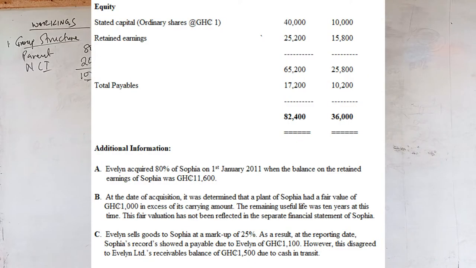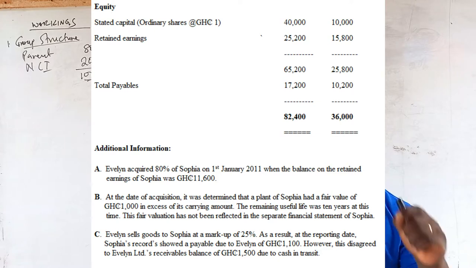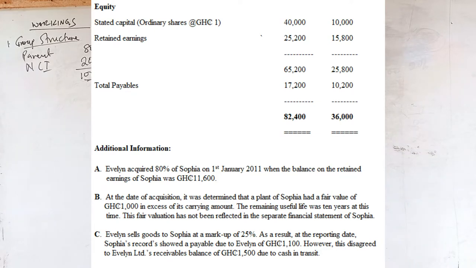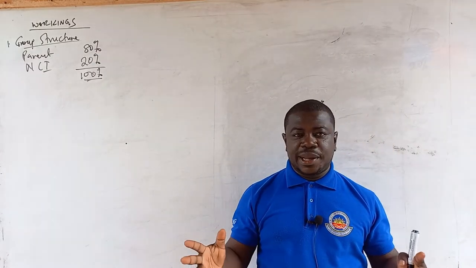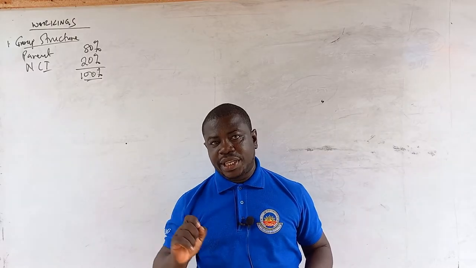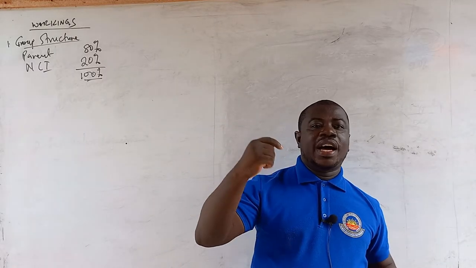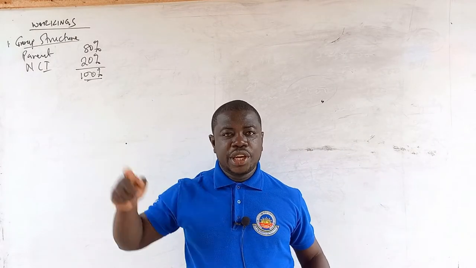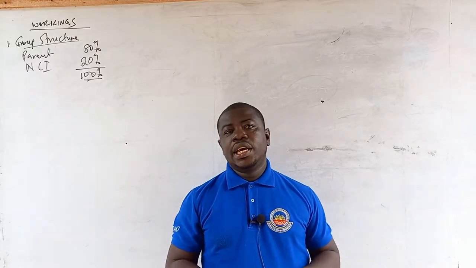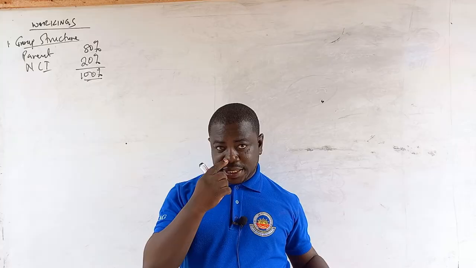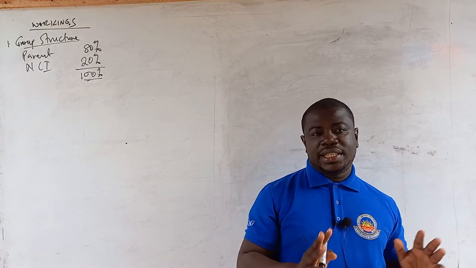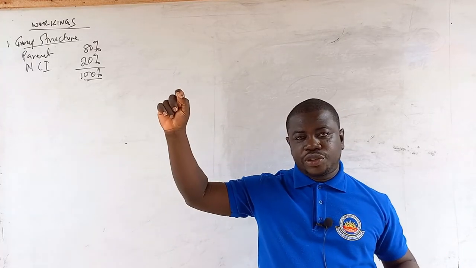We are told Evelyn acquired 80% of Sophia on 1st January 2011, when the balance on the retained earnings of Sophia was 11,600. So that is the pre-acquisition income surplus of the subsidiary, Sophia Limited. So Evelyn acquired at the date, it was 1st January 2011, that is the acquisition date. Now, mind you, the reporting date is 31st December 2013. So it has been 3 years since the acquisition. It was 1st January 2011.